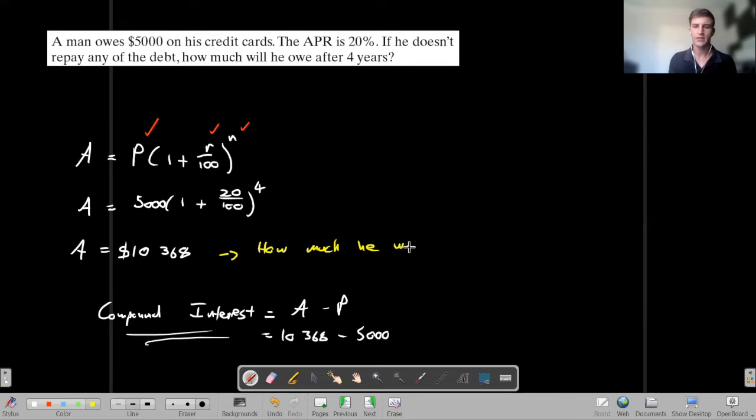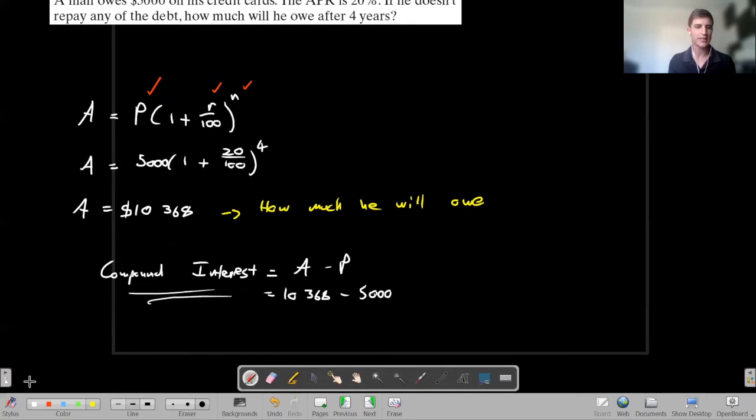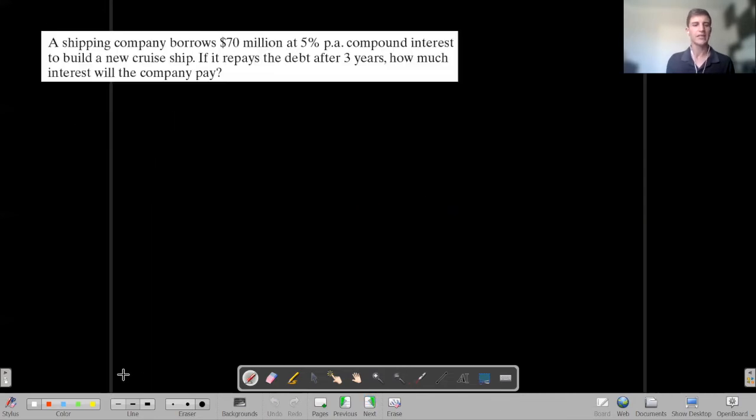So this is how much he will owe, and this is just the compound interest. Okay, and let's calculate this just for the notes. So we have $5,368. So he pays 5,300 extra just for lending that money. That's a lot of money. Anyway, let's do another question.